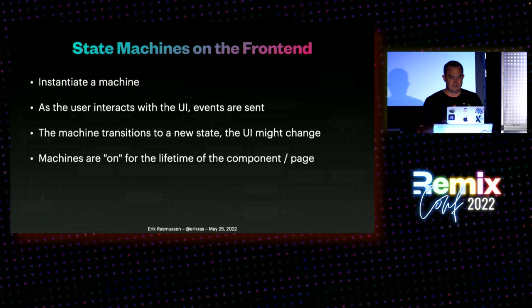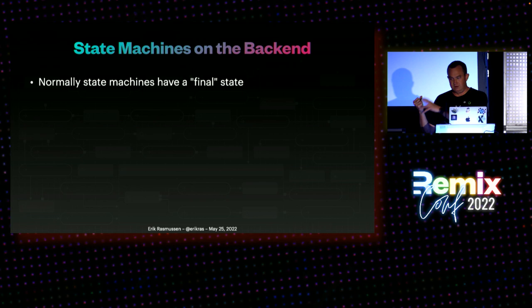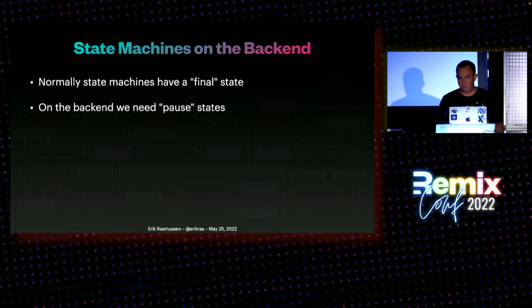Now, on the back end, this is a little bit different. Normally state machines have a final state where once you get to that state, you can't get out of it, and the machine can shut down. But on the back end, it's a little bit more complicated because we don't want to go all the way to completion because we want to pause in the middle. So we need what I'm calling pause states, where when we get to this state, we're going to stop processing and give the data back to the client and then wait for a new event to come.